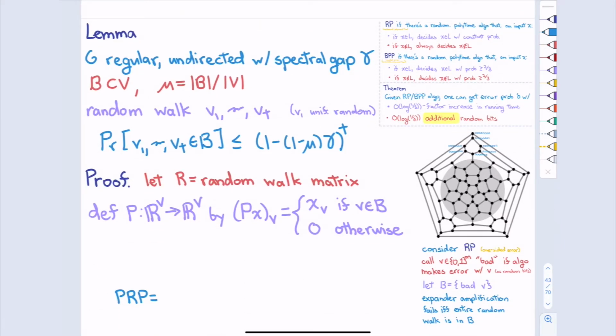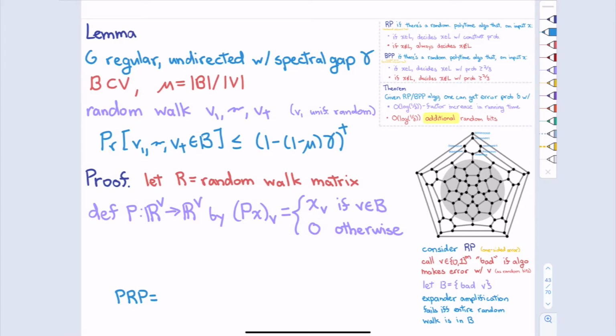Okay, so R is going to be the random walk matrix on G as usual. Here's something new. I'm going to define P. P is going to be the projection onto the bad vertices. So if you give some X to P, what it's going to do is keep the coordinates that stay in B and zero out everything else. So X of V stays if V is in B, and if V is not in B, I'm going to set it to 0. So P is just going to erase the coordinates outside of B. That's the projection onto the subspace R to the B.